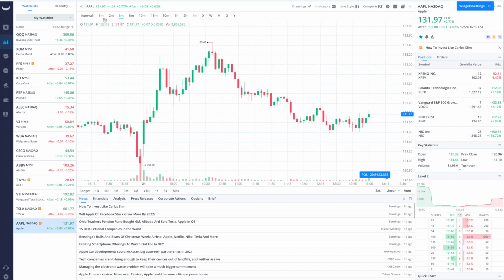And for the interval, you can see there's 1 minute, 2 minutes, 3 minutes, 5 minutes, and so forth. Currently I'm looking at candlesticks. This is a popular candlestick chart that a lot of people use. Sometimes you see lines and stuff like that, but I'll show you that as well.